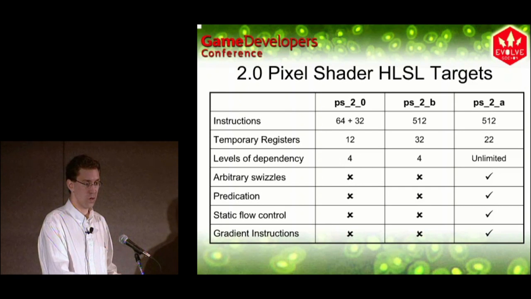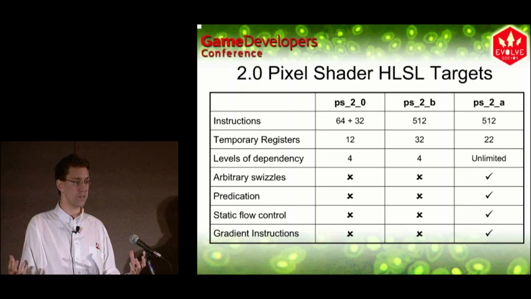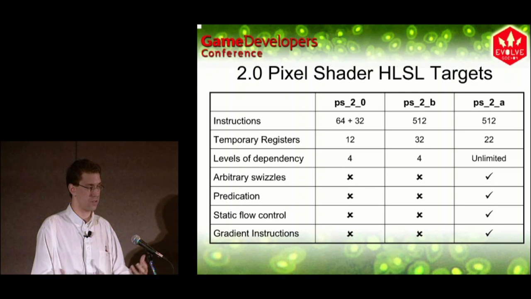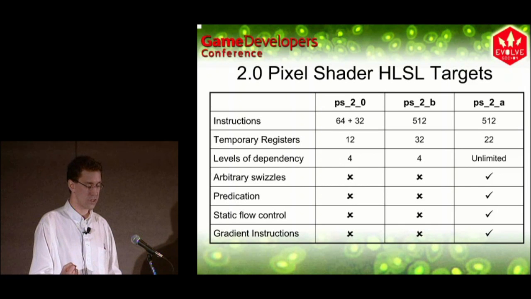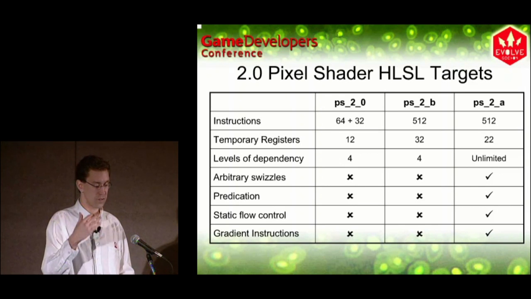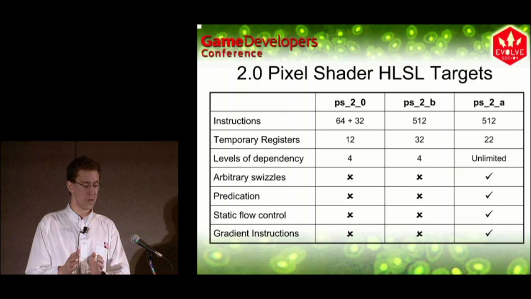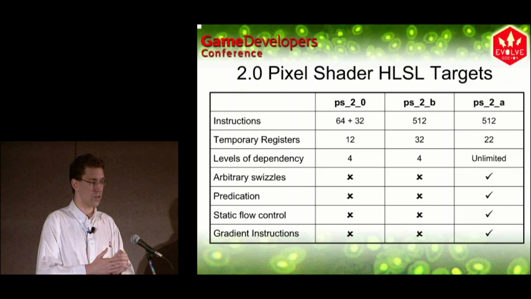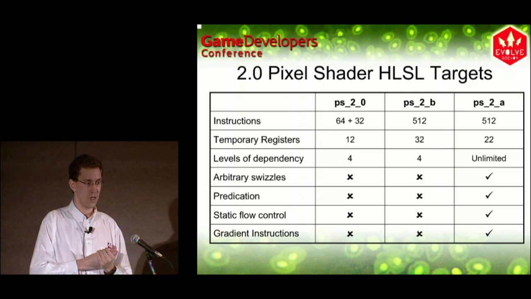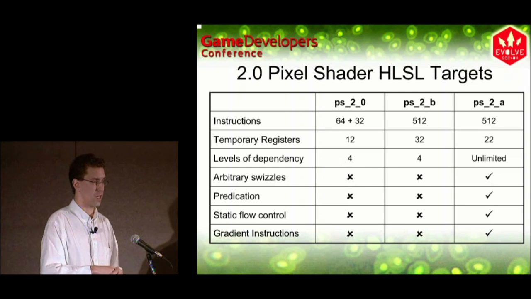The 2.0 model you're probably very familiar with: your instruction count is a total of 96 instructions, which can be up to 64 ALU and up to 32 texture. You have 12 temps, 4 levels of dependency, and none of the other optional caps are set. PS2B is very similar to that programming model, but the program length is much longer, 512, and you have access to 32 temporary registers. Other than that, the programming model is the same as 2.0.